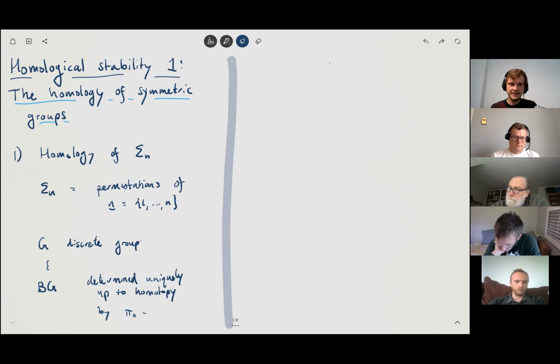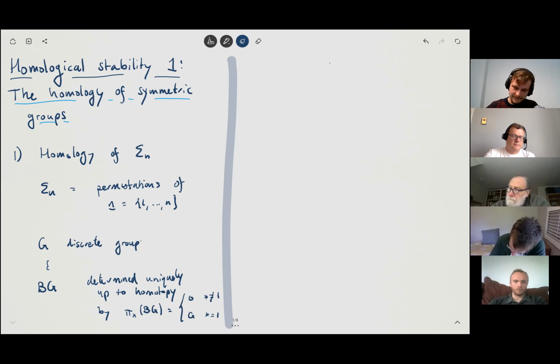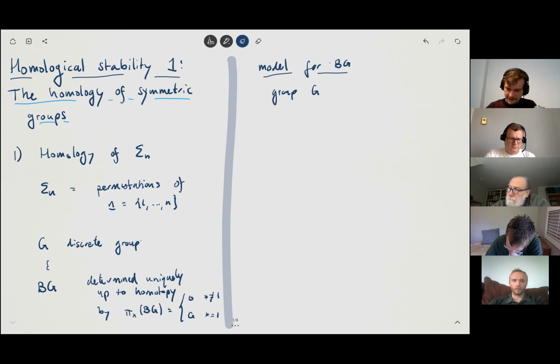Okay, so how is this constructed? Well, there are many ways of doing it. You can take any contractible space with a free properly discontinuous G action and take the quotient. But it will be convenient later on to take the following model. What you can do is extract from G a category. So we have this group G, and we can build a category. In fact, it will just be a groupoid.